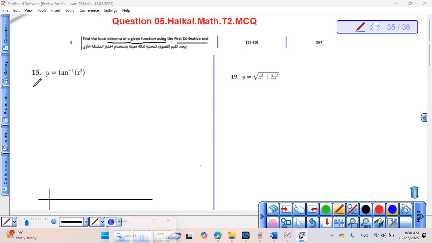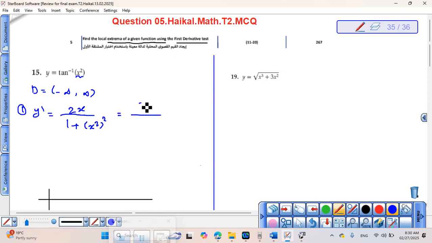Step 1: the domain for this function is from negative infinity to positive infinity. Then to find the first derivative: the derivative of inverse tan is 1 over 1 plus the angle squared, times the derivative of x squared, 2x. This equals 2x over 1 plus x to power 4.